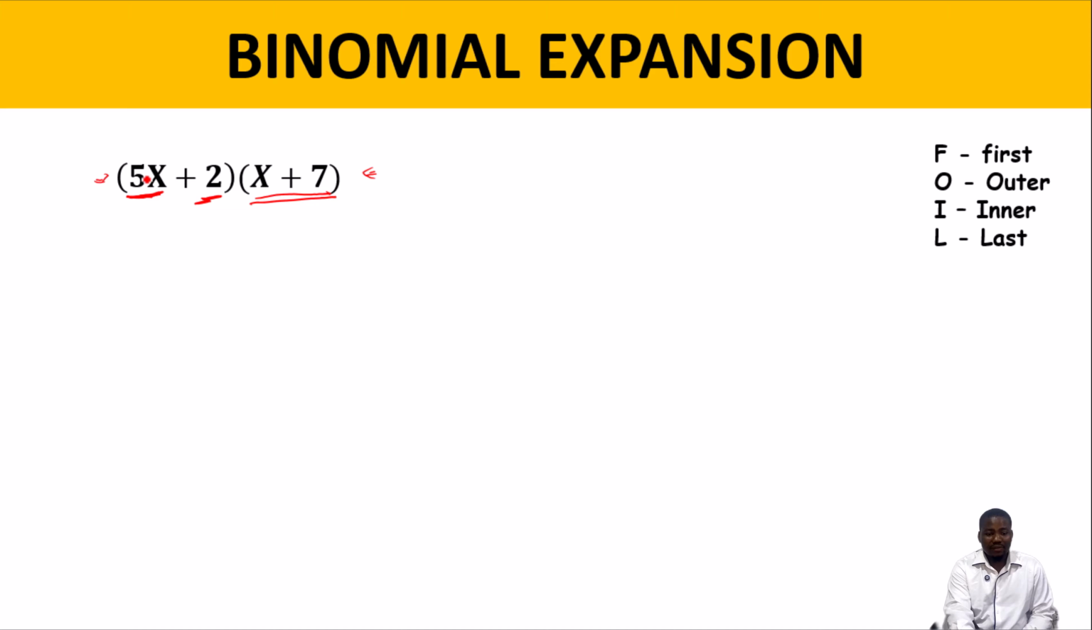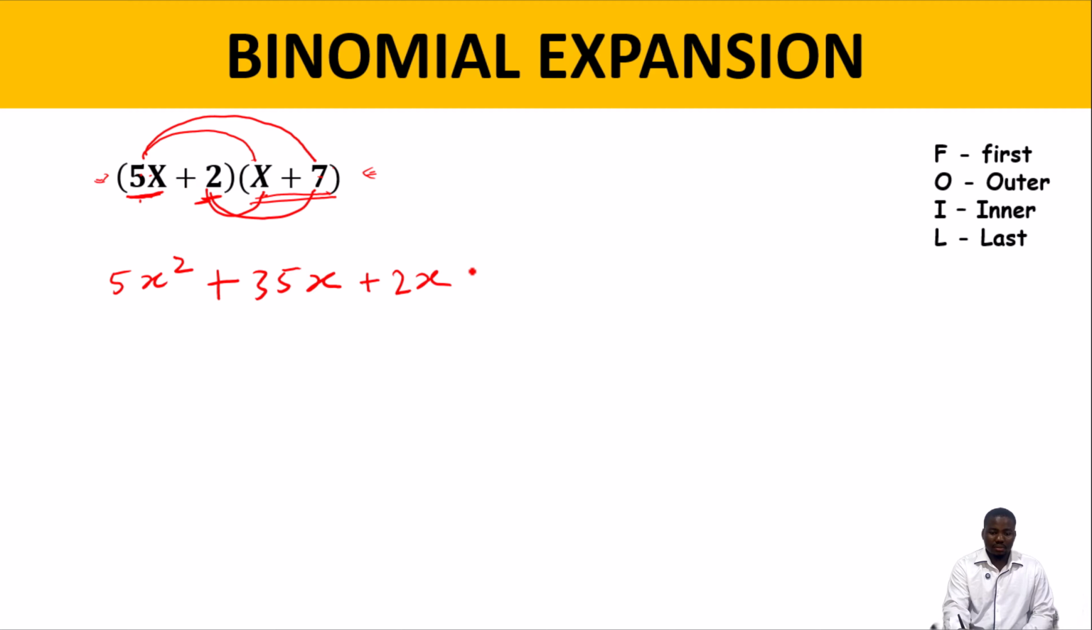So you have 5x and you have x. You multiply, then you have 5x squared. Next, you have 5x and positive 7. 5 times 7 is 35, so that's plus 35x. 2 times x is plus 2x, plus 14. Now, we have terms that are common.